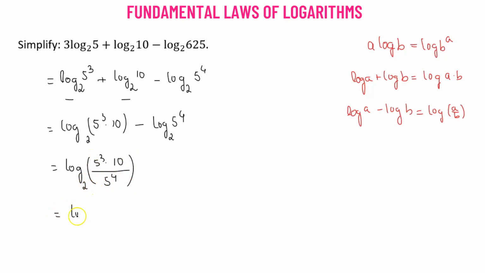So let's combine them. We have 5 cubed cancelling out from the numerator and the denominator. So that gives us 5 in the denominator. We have 10 over 5, which is 2. So that means we have log of 2 to the base of 2. And whenever we have log of a to the base of a, this value is always equal to 1. So that means our final value will be equal to 1.